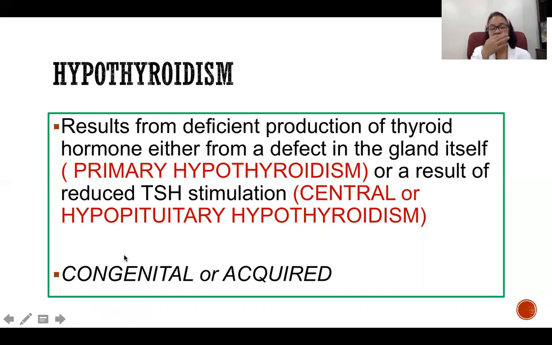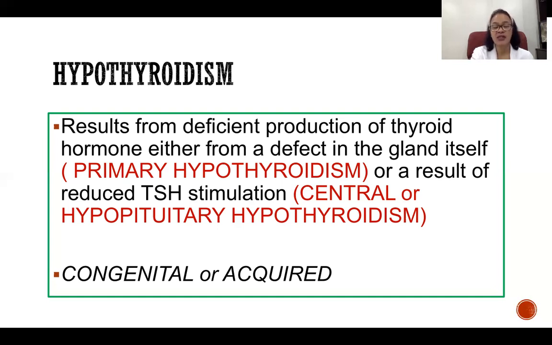So what happens if there is deficiency in the production of thyroid hormone? So it could be a primary or a central hypothyroidism. So when you say primary hypothyroidism, the decrease or the deficiency in the production of the thyroid hormone is due to a defect in the gland itself. Whereas the central hypothyroidism is a result of reduced TSH stimulation.